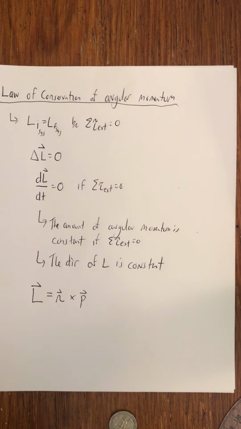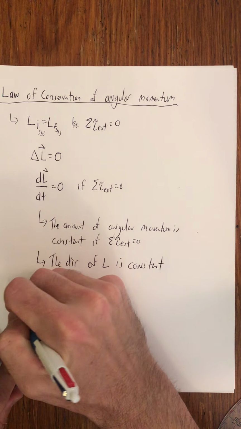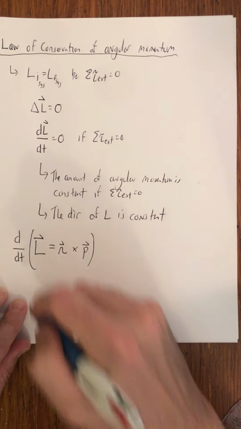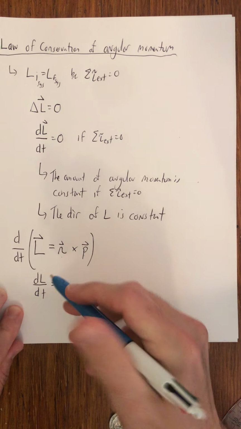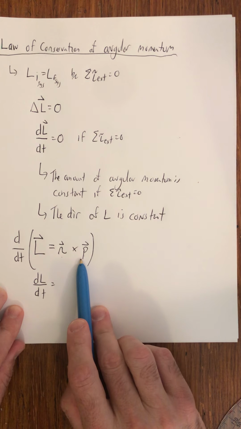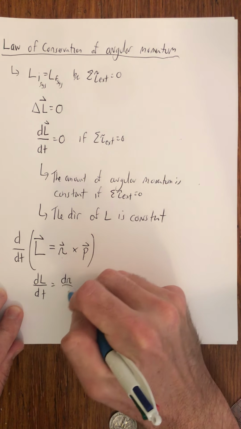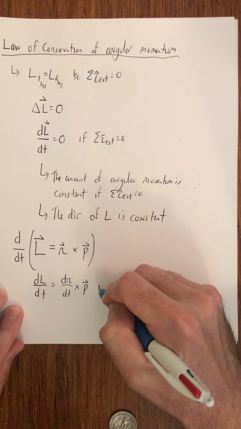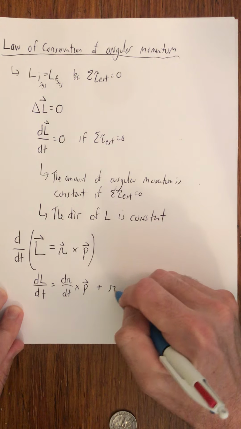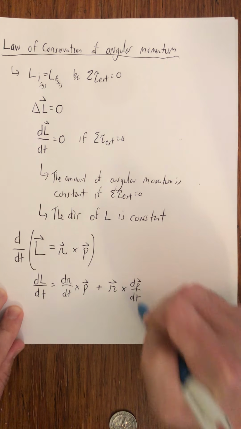Well, notice here I took a derivative. I'm going to do that with this. It's just for fun. Why not? Well, my type of fun. So dL dt is equal to, that's a multiplication. I've got a product rule here, folks. That's dr dt cross p plus r cross dp dt.